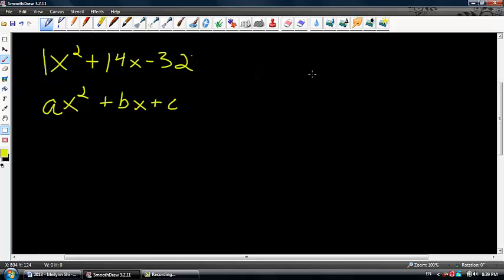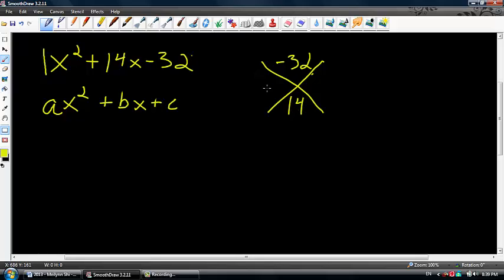First thing we want to do is draw out our diamond. And on the top part of our diamond, we always do C, in this case negative 32, times A, which is 1. Negative 32 times 1 is, of course, just negative 32. And then on the bottom part, we would put b, which in our case is 14.